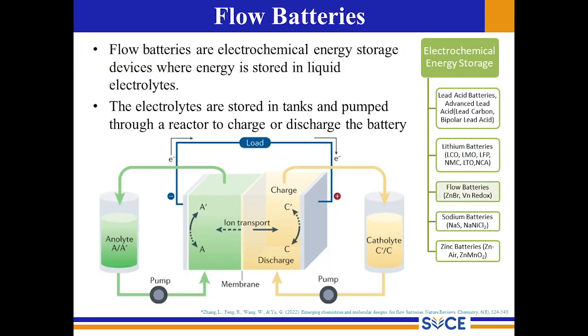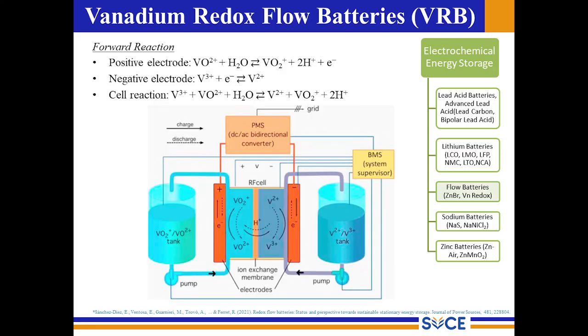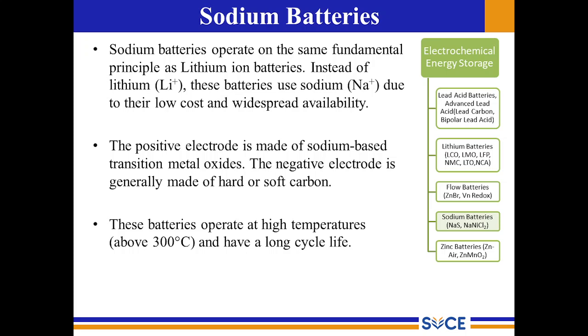Next we saw about flow batteries, which are similar to a normal battery, except that the materials are stored in tanks and pumped to the reactor. For example, we have the vanadium redox flow batteries. Then we saw about sodium batteries. This is an improvement in terms of the materials used. Instead of lithium, we can use sodium due to its low cost and widespread availability.